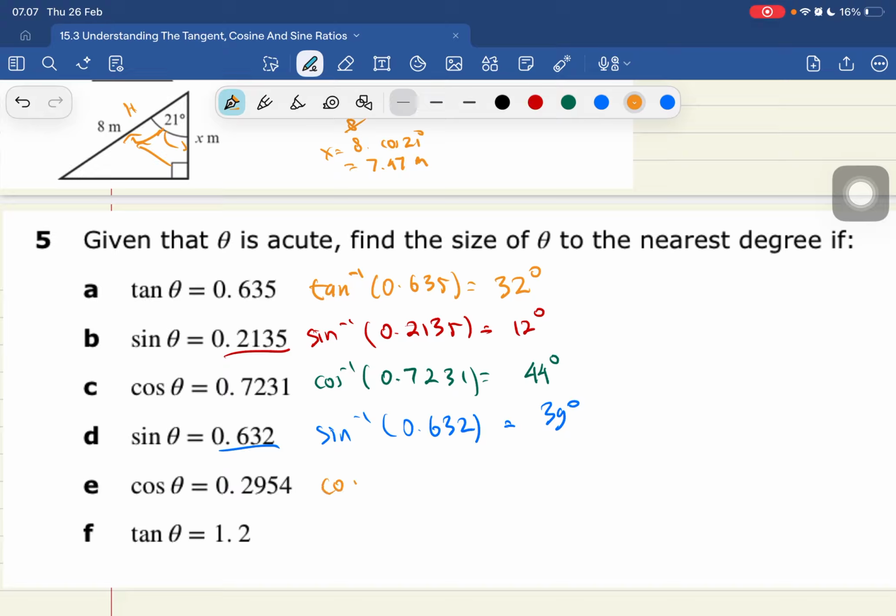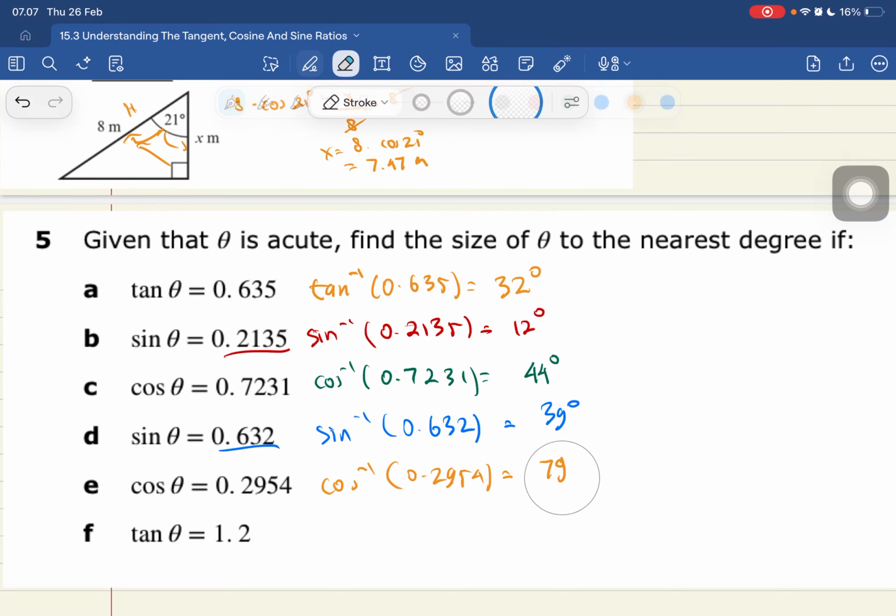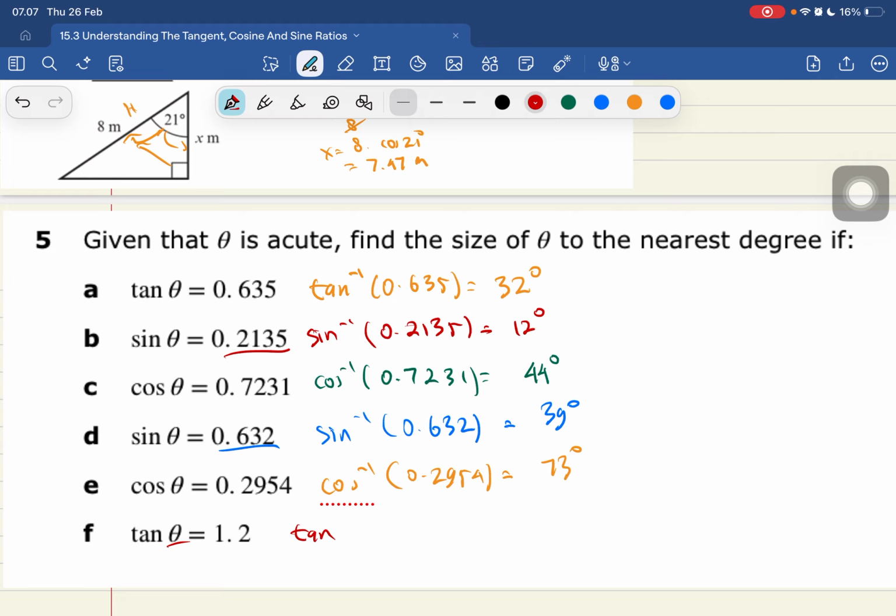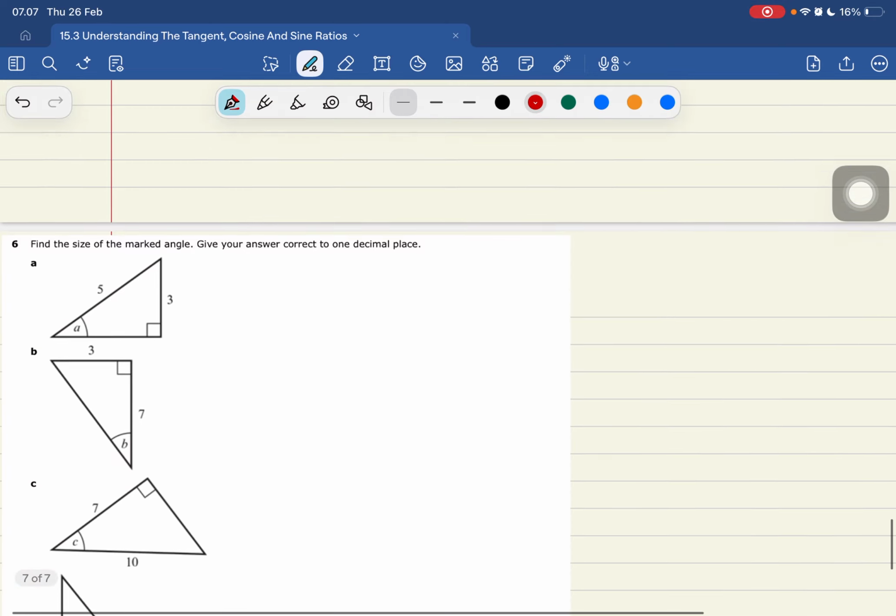Next, also the same thing, cos inverse and 0.2954. So you will get the nearest degree is 73. Sorry, 73 degrees. Here tan. So to find the degree, you will need to make it tan inverse. Write the value 1.2. So the degree is going to be 9.6 degrees.